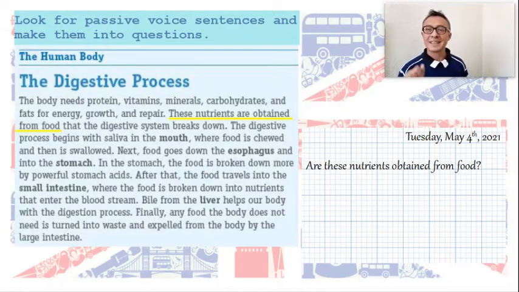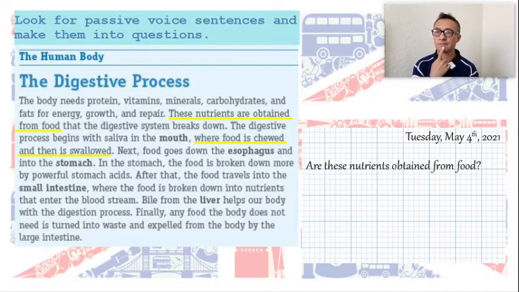Here is chewed, where food is chewed and then is swallowed. If I move the verb be to the beginning, it would say, is where the food is chewed and then is swallowed. It doesn't sound well. There's something I need to change.